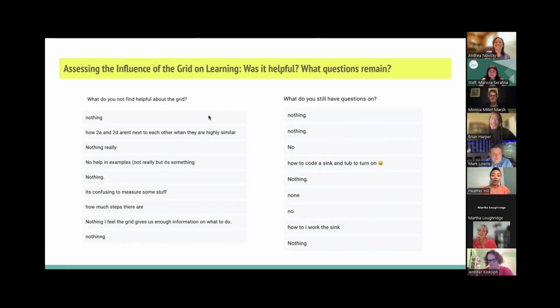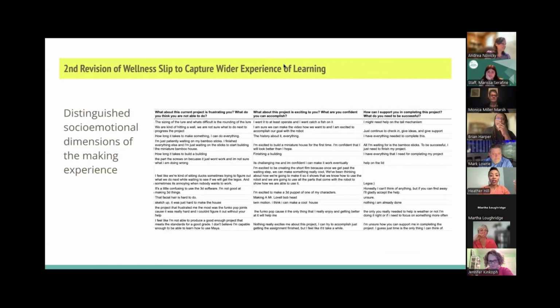But it showed us that the kinds of questions we ask have to be intentional in pulling out more from them. So in our next phase of wellness slips, we were specific and intentional in asking questions that spoke to the socio-emotional dimensions of the making experience, their frustrations, things that excited them, areas of support. And as you can see, they were able to pull out a lot more from their experiences.